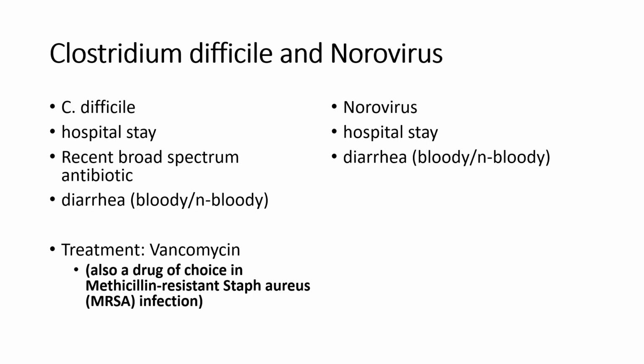Clostridium difficile versus norovirus, both can occur in hospital setting. However, the important difference is in the usage of broad-spectrum antibiotic. In Clostridium difficile, there is a history of recent broad-spectrum antibiotic usage before the onset of diarrhea, whereas in norovirus there is no history of antibiotic. Now, the treatment for Clostridium difficile is vancomycin. Another area where we use vancomycin is methicillin-resistant Staphylococcus aureus infection.